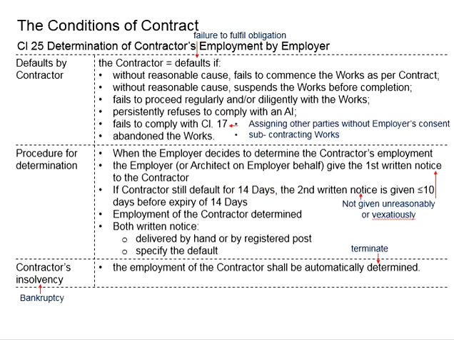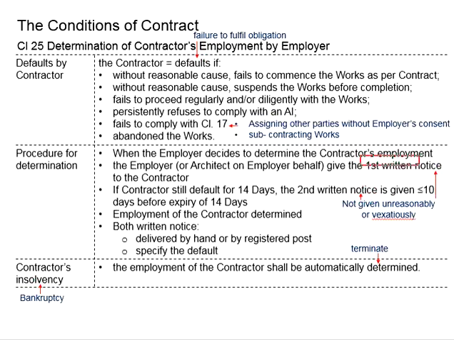The PAM Contract requires this written notice not to be given unreasonably, as determination of the contractor's employment is a serious matter. It is likely enough to be disputed. Therefore, you will need to confirm whether the contractor is in default and follow the proper procedures to trigger the determination of the contractor's employment. After that, the employment of the contractor is determined. That means the contractor can now be terminated from this project.